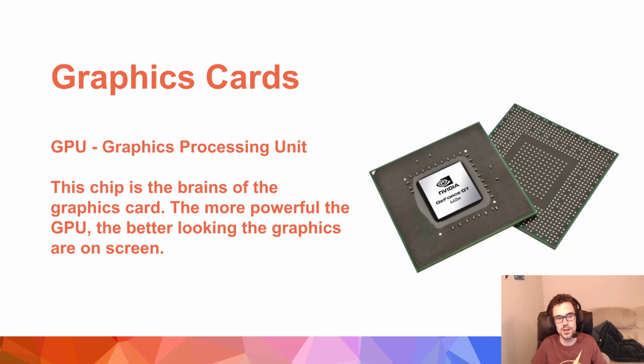GPU is the term, graphics processing unit, that we use to describe the actual chip, whereas on the motherboard we put the processor, that's called a CPU. That's different, and I'm trying to make the distinction there. This is the GPU, the graphics processing unit. It is on top of the card, and the card has all these fans and stuff. This chip is the brains of the graphics card, and the more powerful the GPU, the better looking the graphics are on screen.